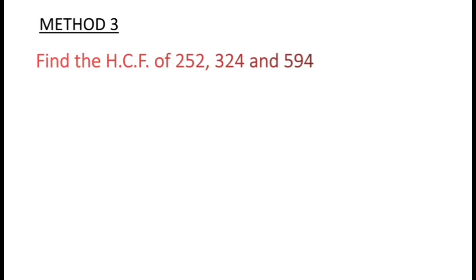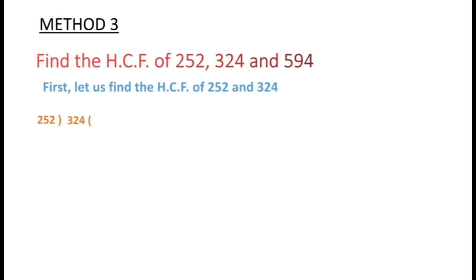Method 3. Find the HCF of 252, 324 and 594. Now we have to find the HCF of these three given numbers. What we will do? We will take two numbers, the smallest numbers, 252 and 324. Let us find the HCF of these two numbers first. Now the smallest number is 252. That will become the divisor. 324 will become the dividend.